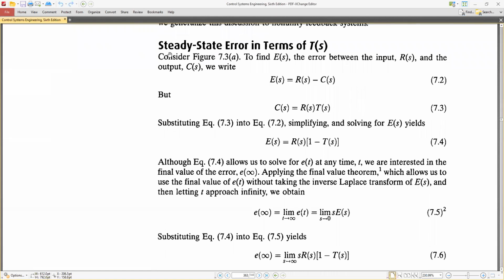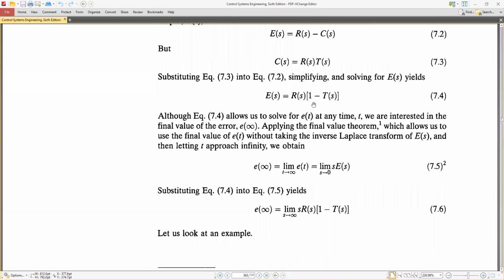Now see, steady state error in terms of T(s). From the definition, we know that this is the difference between the output and input. If the input is R(s), to find E(s), the error between the input R(s) and the output, it is R(s) minus C(s). But we know C(s) is equal to R(s) into T(s). So put this value here, then you will get E(s) is equal to R(s) into 1 minus T(s).